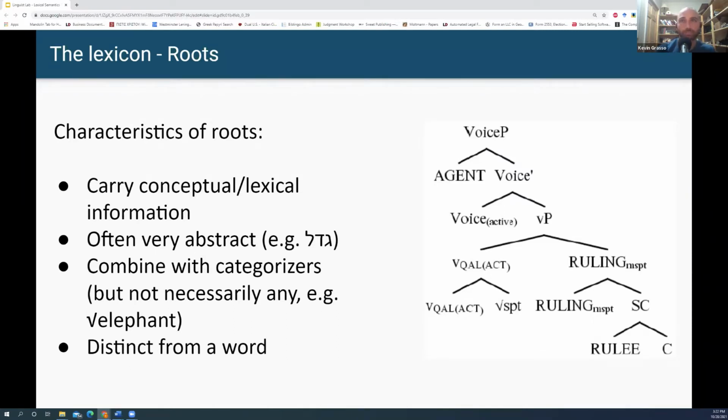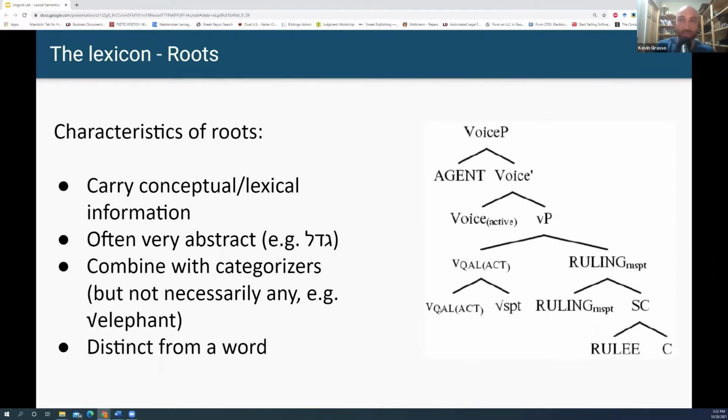So you can see this here on the tree on the right. So this is the root, like shafat. This is just pulled from my dissertation, just so you can see. We'll just talk about a few of these. So the root shafat combines with a thing that gives it a category, right? The binyan system is a system of categorizers and voice, which we're not going to talk about right now.